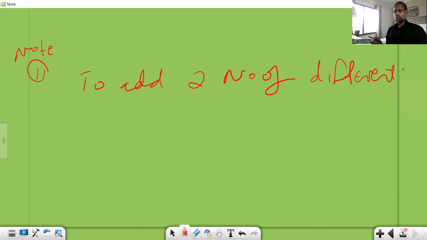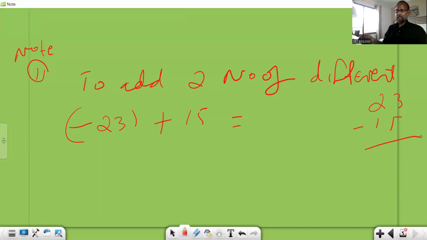Now, to add two numbers of different signs, suppose minus 23 plus 15. What to do? Find the difference and put the sign of the big number. You can see 23 minus 15, or 15 plus 5 is 20 and 3 more, that means 8. But the sign is minus. Minus came from here, the bigger number, which has the greater absolute value.